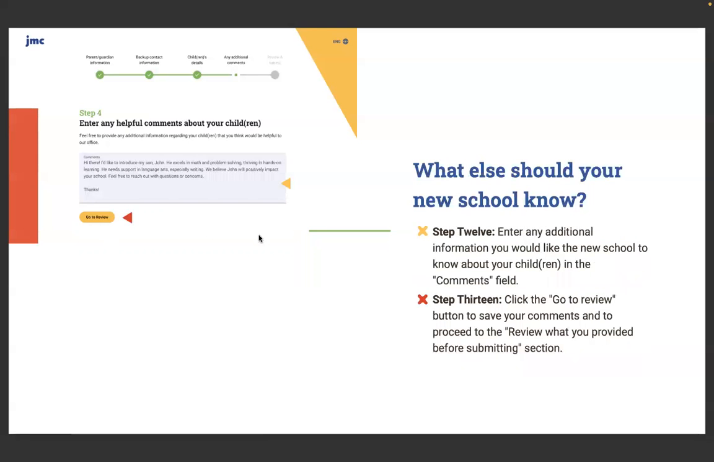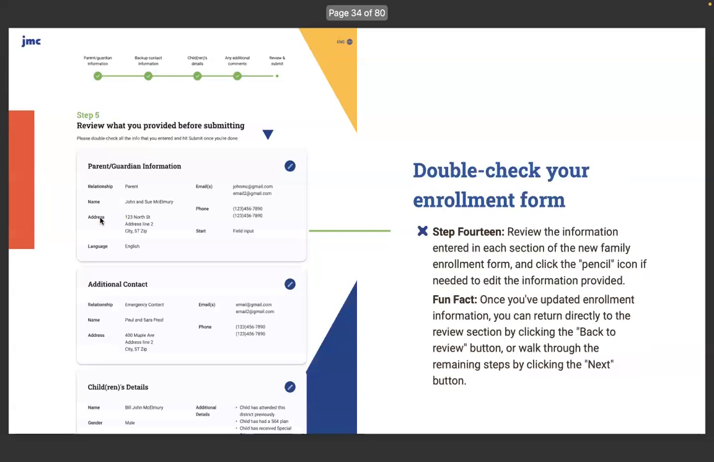Step 12, enter any additional information you would like the school to know about your child or children in the comments field. And then step 13 is click the go to review button to save your comments and to proceed to the review what you've provided before submitting section.